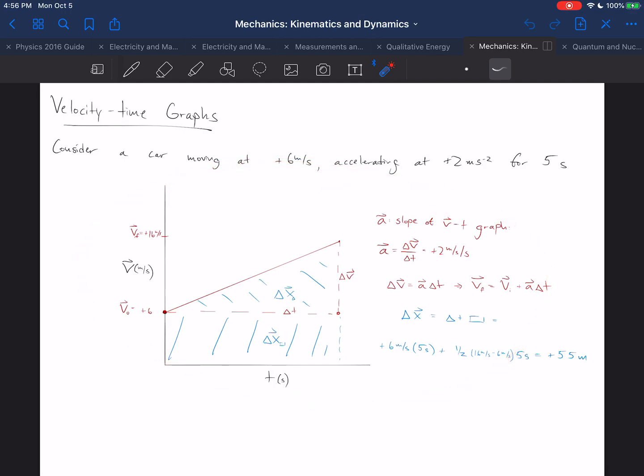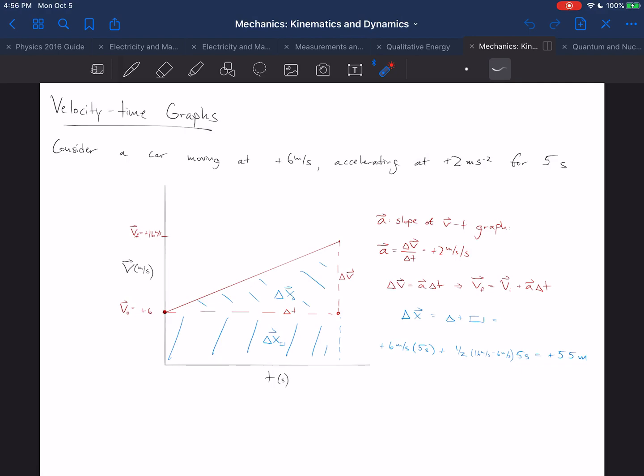The other piece of information we can get from our velocity time graph is the displacement, and we can figure out the displacement by remembering that the displacement is the area under the curve for the velocity time graph. So the area indicated by these blue arrows here, or blue shaded regions, is the total displacement. Now, how do we find that?